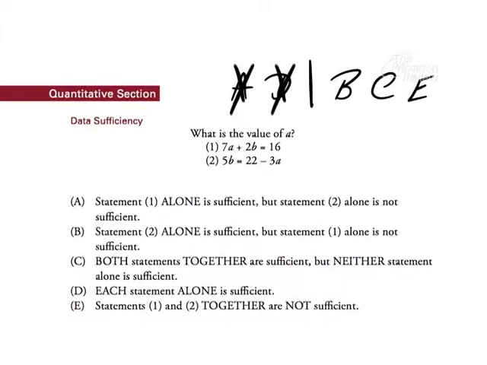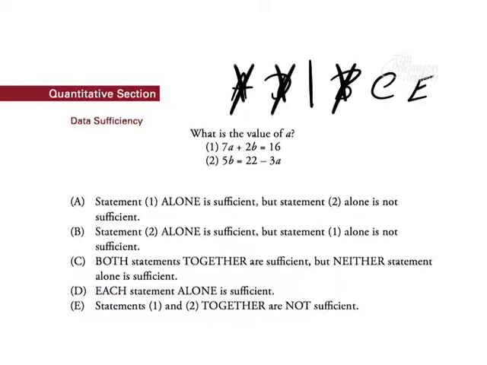Now let's look at statement 2. Statement 2 by itself says 5B equals 22 minus 3A. Is that enough to answer the question? No. Again, I've got an equation, but I have two variables. I can't solve for A. That means that answer choice B is out of there. We're left with C and E.